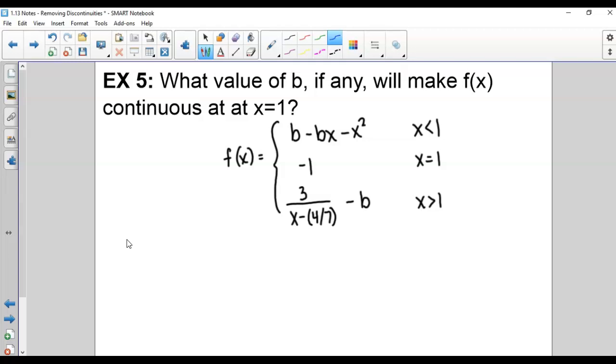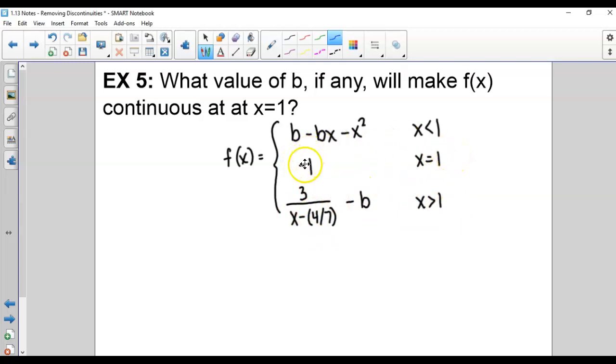We need to know what value of b, if any, will make this continuous at 1. So I've got this equation, and I need to know what values of b are going to make this continuous. Notice that this one's split up a little bit differently. I've got this quadratic for whenever x is less than 1. I've got this rational function when x is greater than 1. But I've got this point whenever x equals 1.